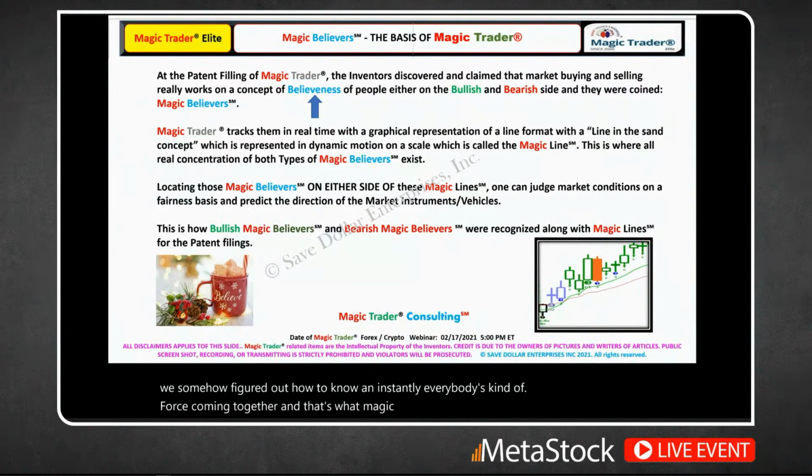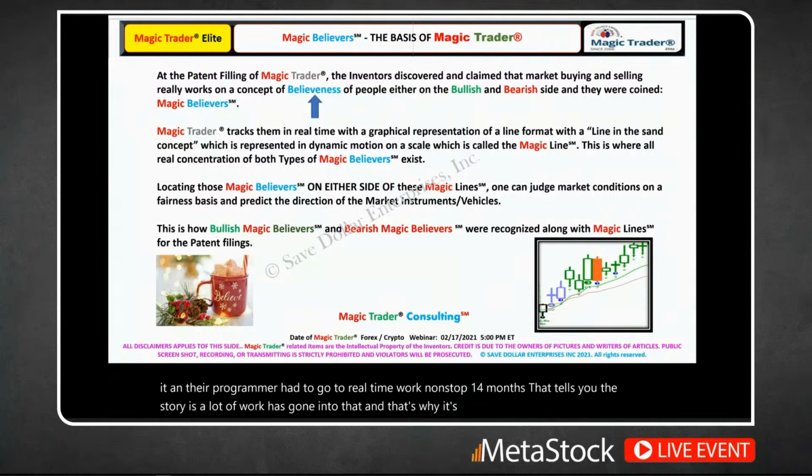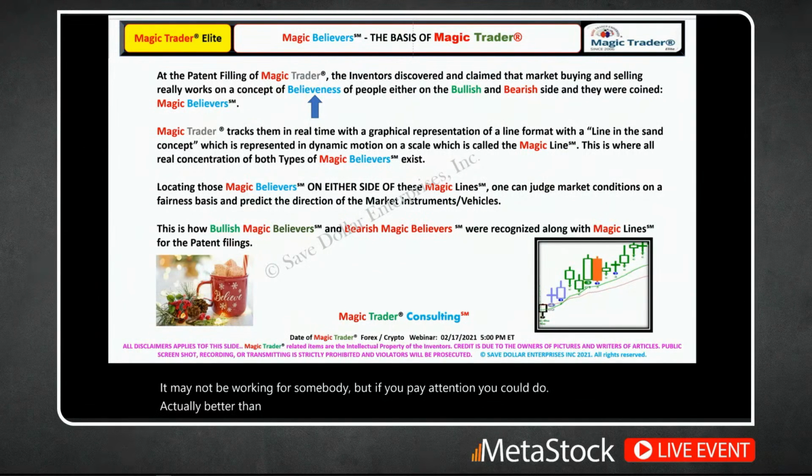And Jeff will tell you later on, they had to spend 14 months. Even after I gave every formula, their programmer had to work in real time non-stop, 14 months. That tells you the story. It's a lot of work that has gone into that, and that's why it's working, in my opinion. It may not be working for somebody, but if you pay attention, you could actually do better than normal traditional indicators.